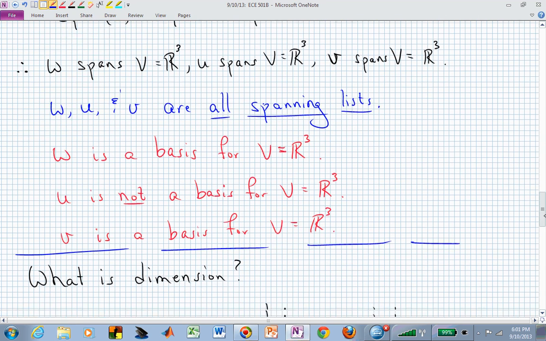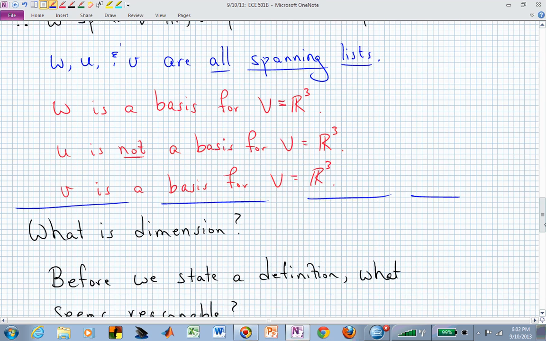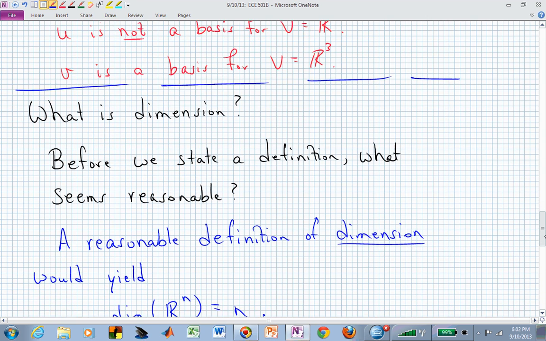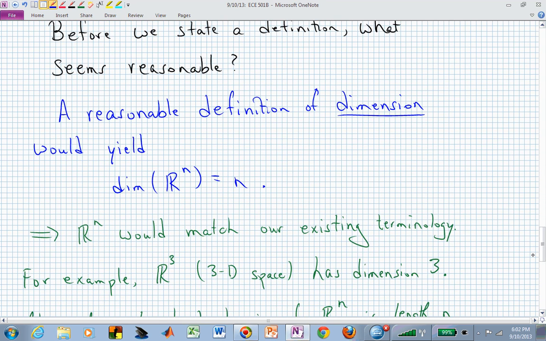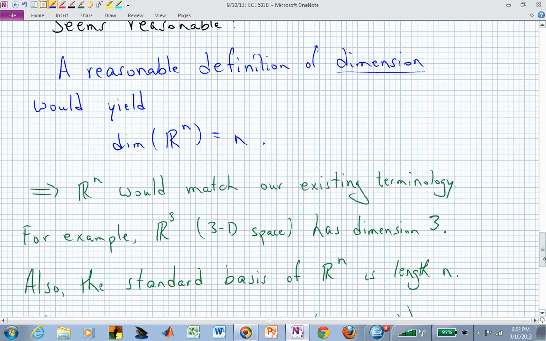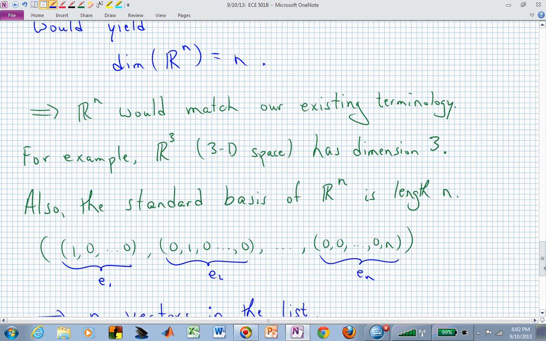Can we use this terminology then to help us start talking about dimension? It would help to actually introduce a new term, and that term is dimension. And before we do that, what really seems reasonable in terms of the definition of dimension? It would be reasonable if we said that the dimension of R to the n, or this n-dimensional space, had a dimension of n, or that it equaled n. And that would match or be consistent with the terminology that we've been using all along.